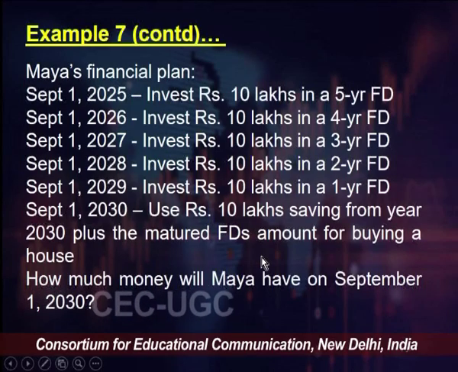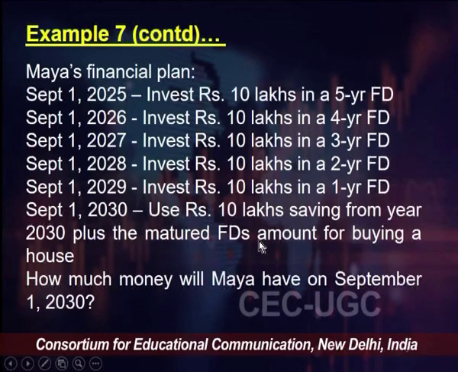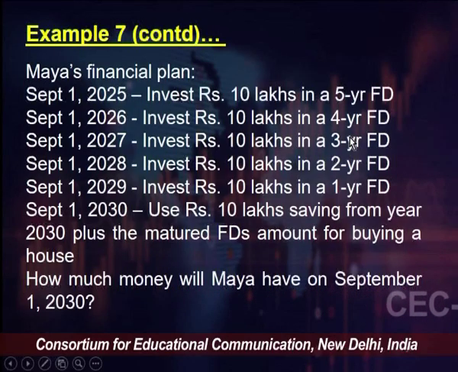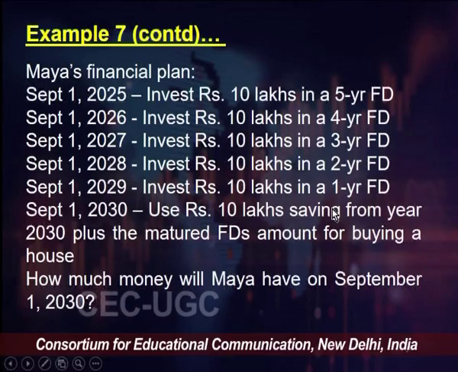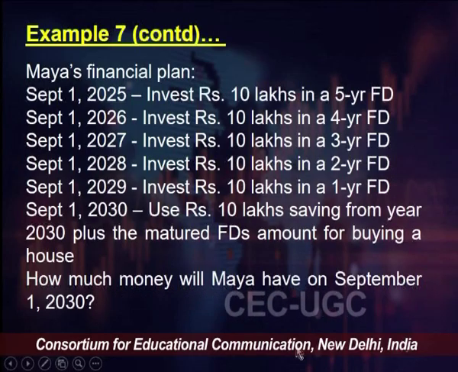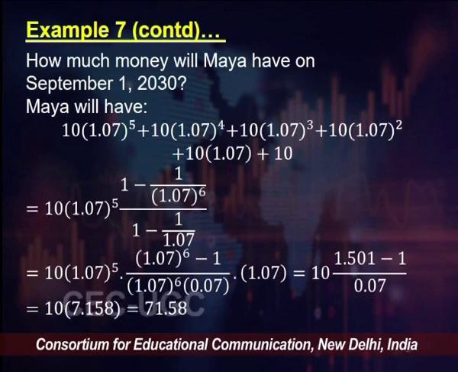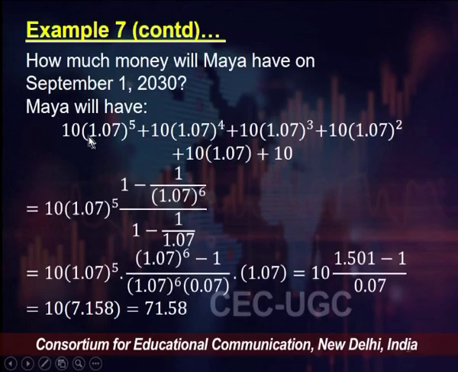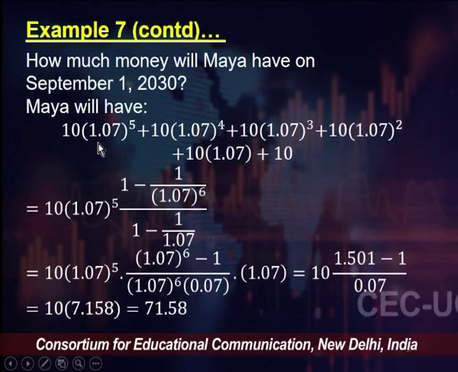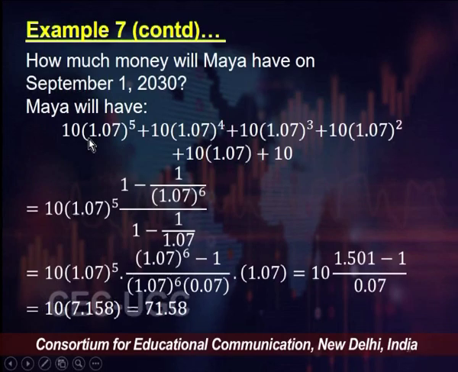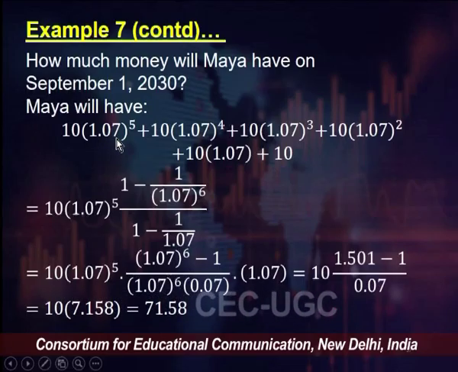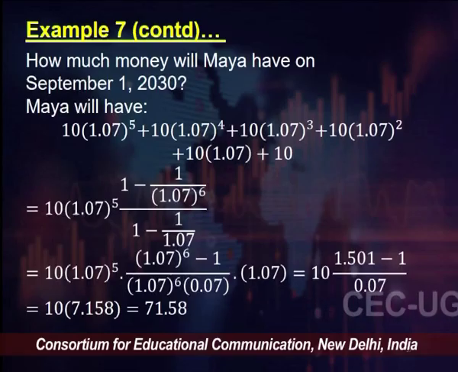So, in 2030, she will use all the matured FDs, all the 5 FDs, and the 10 lakhs from that year to buy the house. So, the question asks you how much money will she have on September 1st, 2030. Let us see what that calculation turns out to be. So, when she puts 10 lakhs in a 5-year FD in 2025 this year till 2030, that's going to amount to 10 times 1.07 to the power 5.